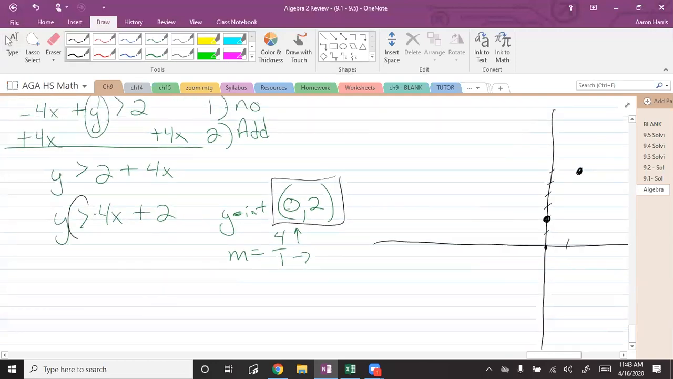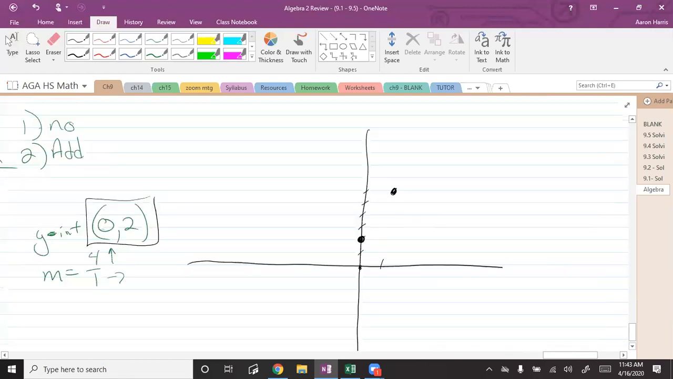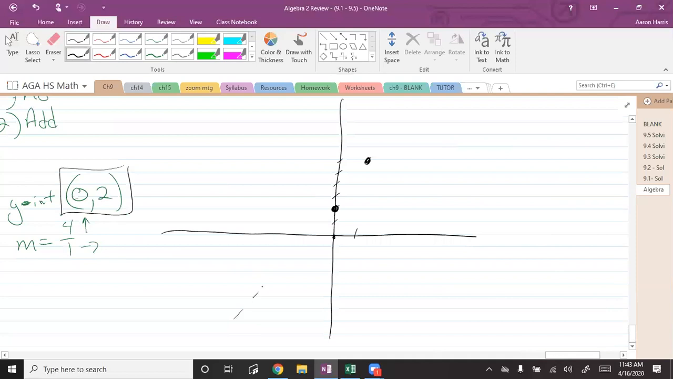What kind of line am I going to have? Is that a dash line? Dash line. I have a dash line because it's greater than. If it's greater than or less than, then it's a dashed line. Don't be hating on my dash line.